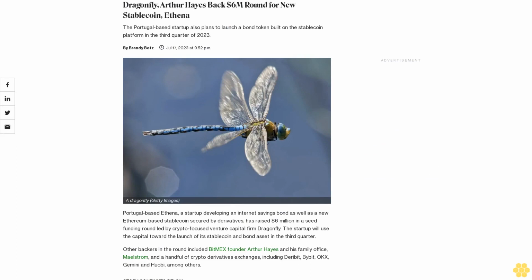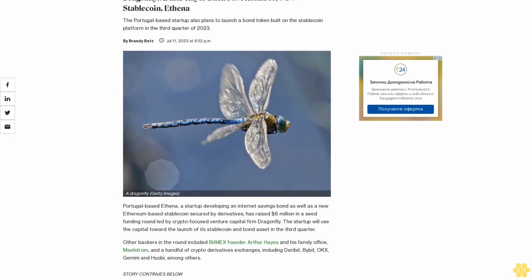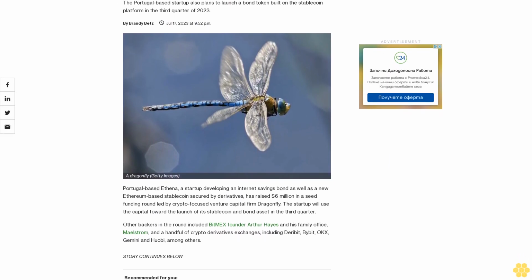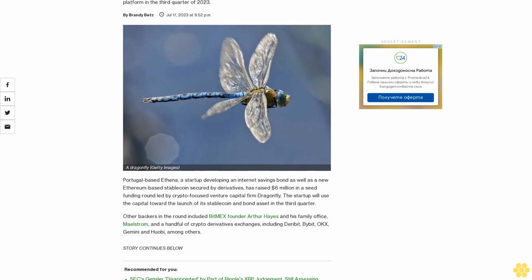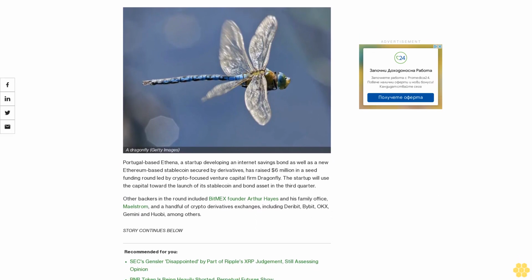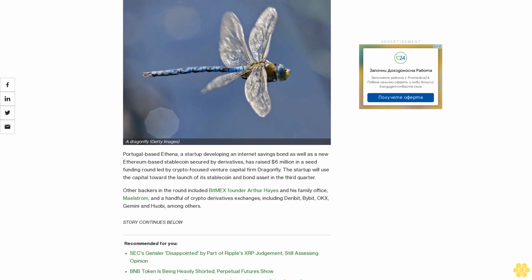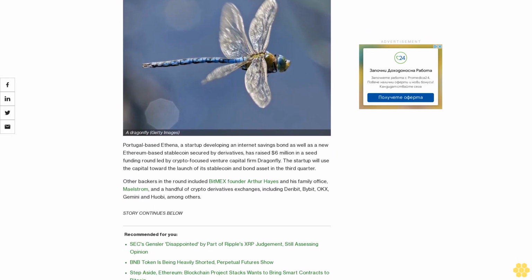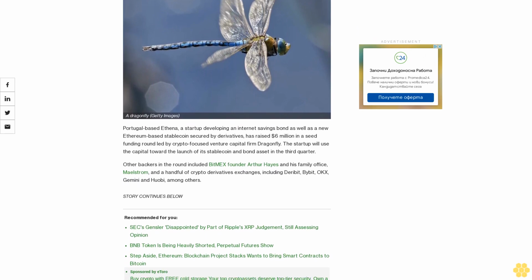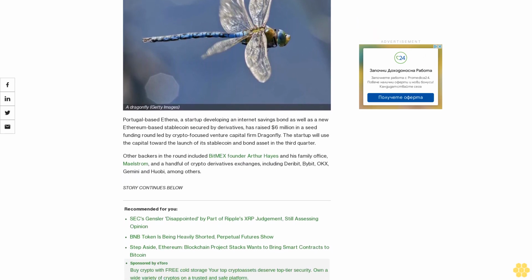Dragonfly, Arthur Hayes backed $6 million round for new stablecoin, Ethena. The Portugal-based startup also plans to launch a bond token built on the stablecoin platform in the third quarter of 2023. Portugal-based Ethena, a startup developing an internet savings bond as well as a new Ethereum-based stablecoin secured by derivatives, has raised $6 million in a seed funding round led by crypto-focused venture capital firm Dragonfly.